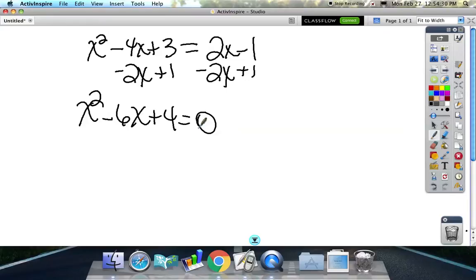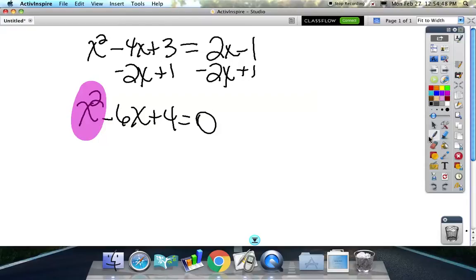You've got a what? X squared. This, and y'all need to be making notes because you need to refer to this. That term right there, the x squared, is what makes it a quadratic. So how would I solve this?